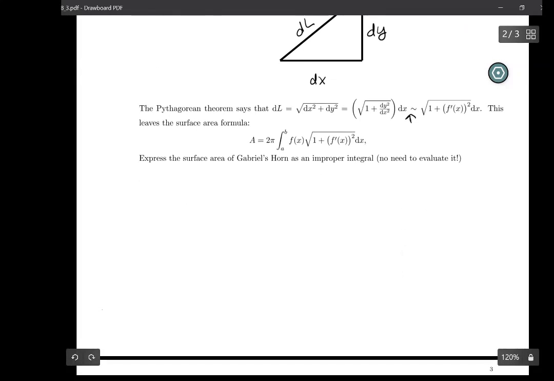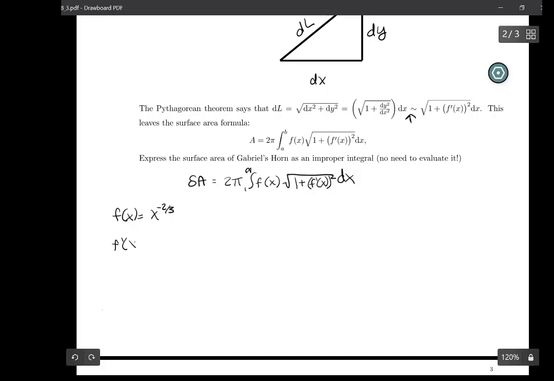So we are going to go ahead and skip through that and just look at how you would set this up. I'm going to use SA instead of A because I already used A. From 1 to infinity of f of x root 1 plus f prime of x squared dx, right? So our f of x is our original function, which was x to the negative 2/3.